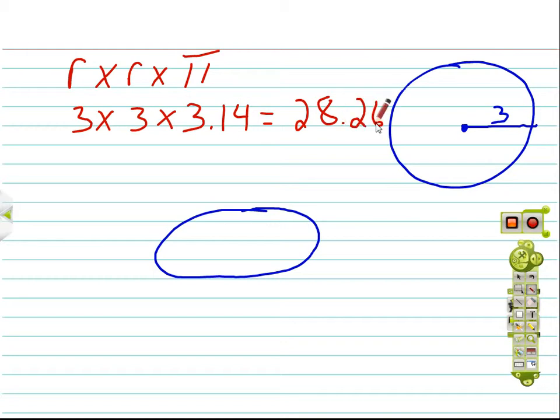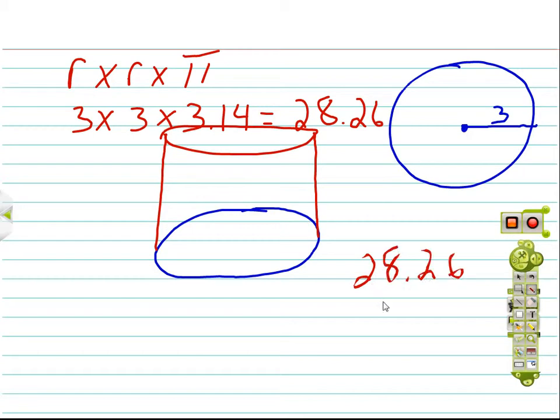All right. Let's just do hands. Now, the area of this is 28.26. This is that same circle, sideways, and now we only have to multiply it by how tall it is. So take the area of the base and multiply it by how tall it is. How tall is it? So now we just do 28.26 times 8, and that's going to give us the volume of that.